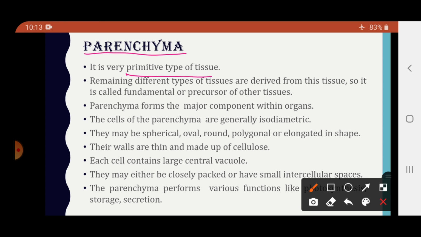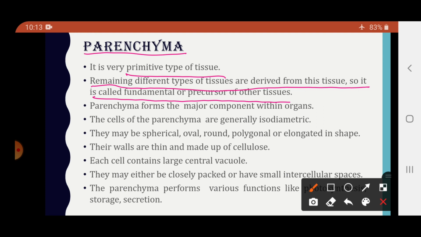It is a primitive type of tissue, यानी प्लांट में जो पहला परमानेंट टिश्यू बनता है जो वेल डेवलप नहीं है बट मेन है कि कोई भी प्लांट ऑर्गन में ये टिश्यू तो होने वाला है, दैट इज पेरेन्काइमा. Remaining different types of the tissues are derived from this tissue, so it is called the fundamental or precursor of other tissues. ओके बाकी कौन से टिश्यूज़ है? कोलेनकाइमा, स्क्लेरेनकाइमा, जाइलम एंड फ्लोएम. ये सब टिश्यूज़ किस में से बनने वाले हैं? पेरेन्काइमा में से. सो इसको प्रिमिटिव टिश्यू बोलते हैं जो दूसरे सब टिश्यूज़ को बनाता है.